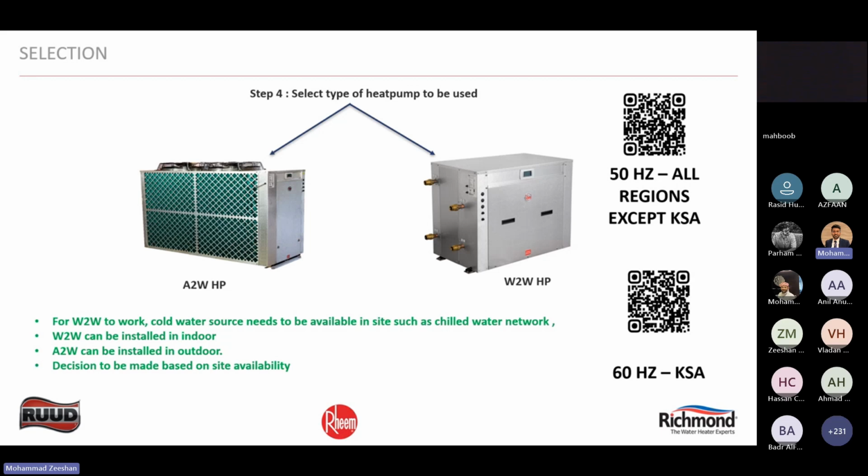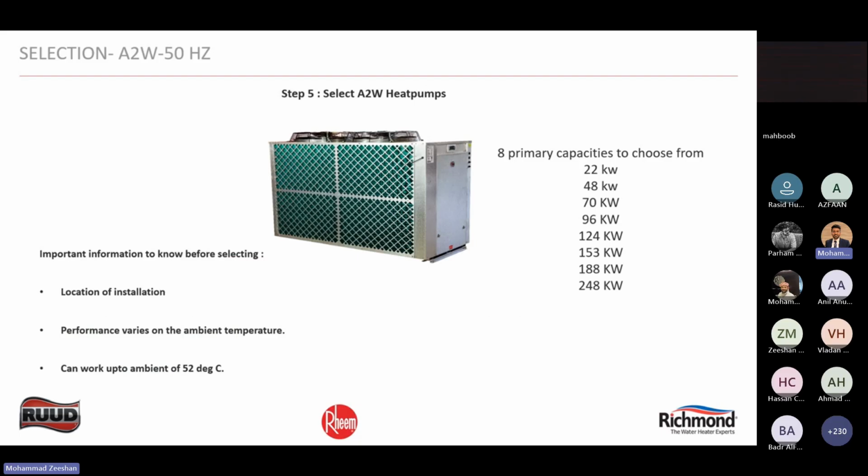Again, decision is made based on the site to site. There is no hard and fast rule that you have to use this, you have to use that. Based on what is availability in the site, we can tailor the solution and provide as per this. Let me first go to the 50 hertz selection. So that will be air to water if I have to do it for 50 hertz. Then again, these are the 8 primary capacities I have from 22 kilowatt till 248 kilowatt.